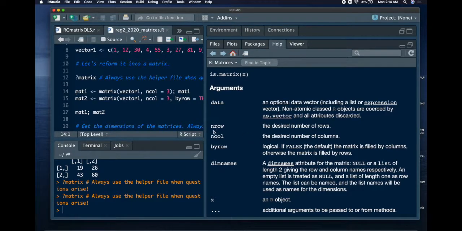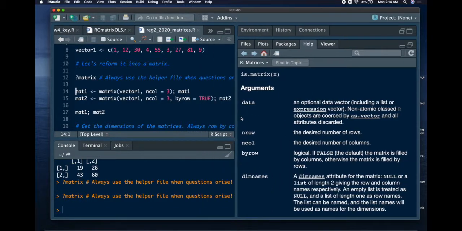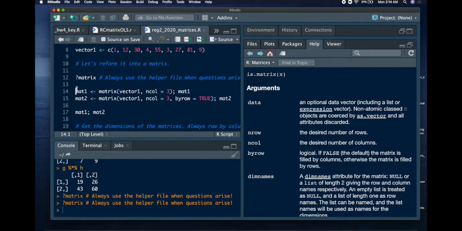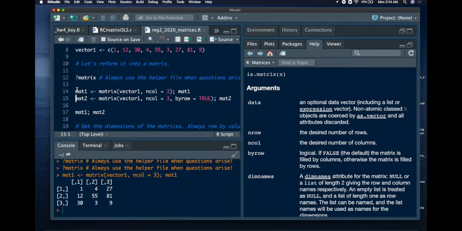So I'm going to show you an example really fast. Using our vector 1, we're going to turn it into a matrix called mat 1. It is, in this case, by column, and you can see that from vector 1, it fills in by column 1. So 1, 12, and 30 become column 1, and then it rolls to the next column.